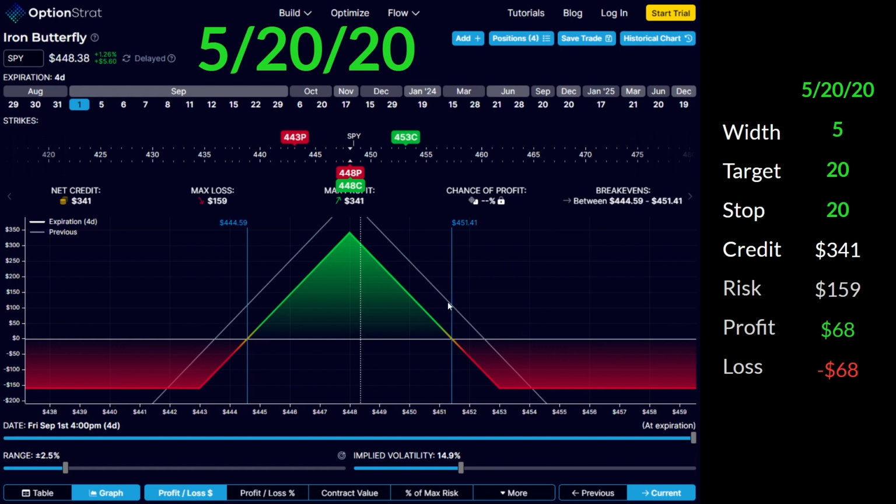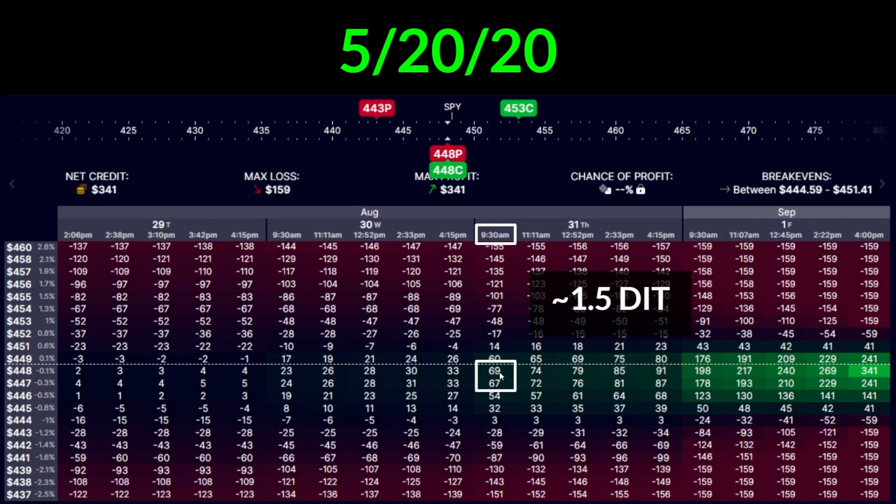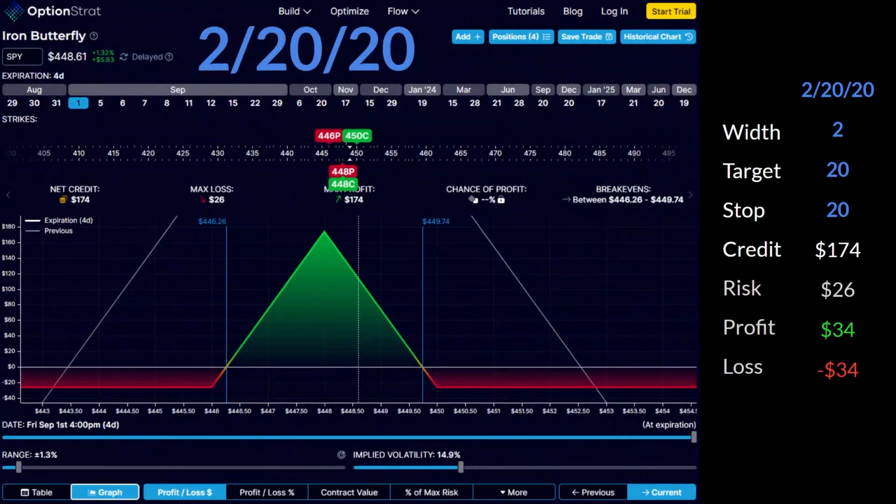So when do we reach a $68 profit target using the 5-20-20? Well, if we look at the table, you can see that it's really the same as the 10-20-20. So if you're going for 20% profit, then you're going to probably be in the trade for about 1.5 days. Now let's look at the 2-20-20.